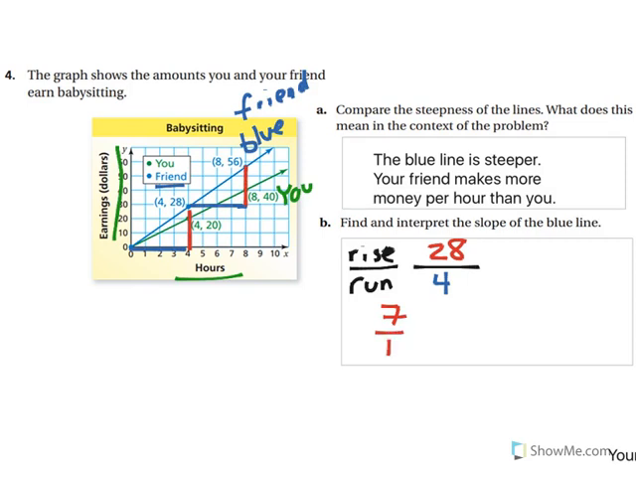And again, the 7, the rise, is the dollars. And the run, the 1, is hours. So what does it mean when we do this? It means your friend makes $7 per hour.